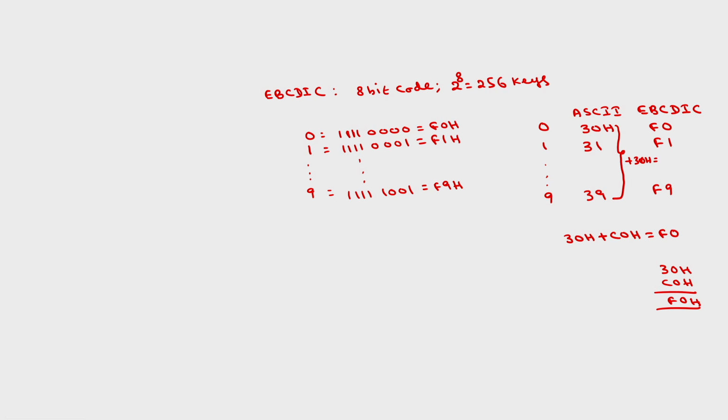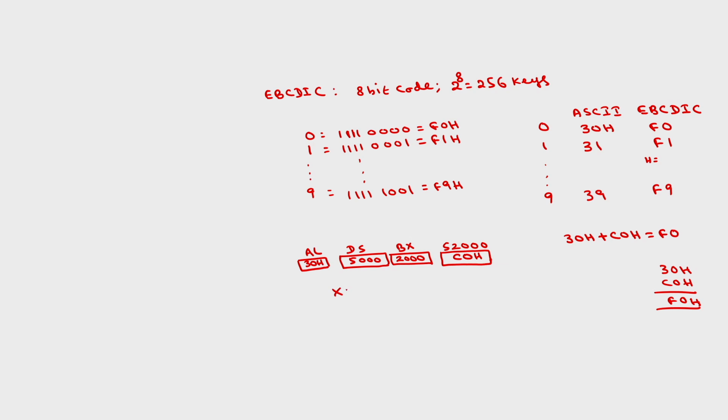So in XLAT, how can this conversion be performed? I will take in AL first the code corresponding to ASCII, which is 30H. Say DS is equal to 5000, BX is equal to 2000, and at 52000 I will store the value which is to be added to get EBCDIC from ASCII. What is that value? It is C0H.